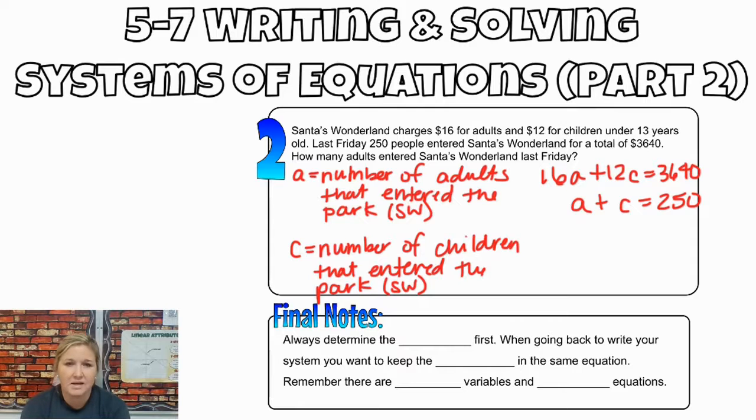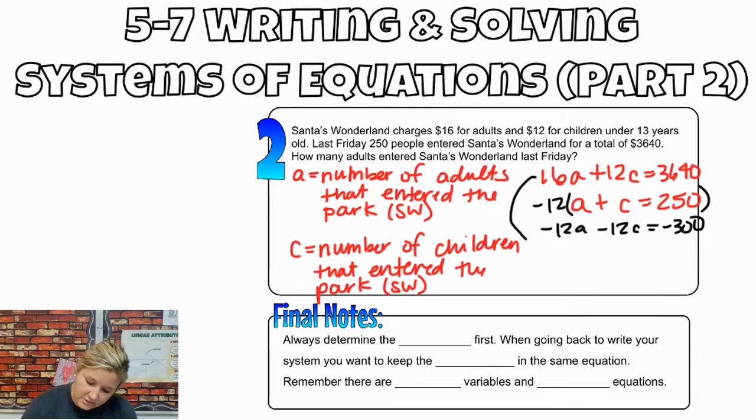It wants to know how many adults. So what I essentially want to do is eliminate the number of children. That's when I would use elimination here. Notice that I have 12 as my coefficient in one of my equations, and then 1 in the other one. So I'm going to multiply this by negative 12 to get my new equation. So I have negative 12a minus 12c is equal to negative 3,000.